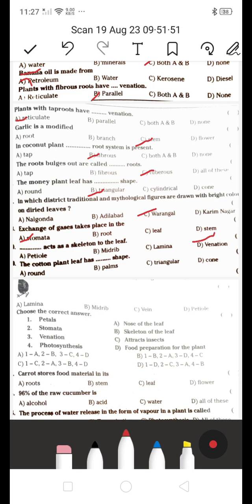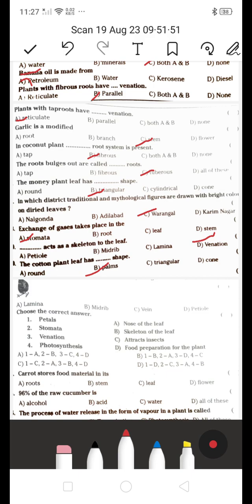It's actually venation, as I discussed earlier. It gives shape and support to the leaf. The cotton plant leaf has dash shape: round, palm, triangular, or none. It's a palm shape. B is the right answer.